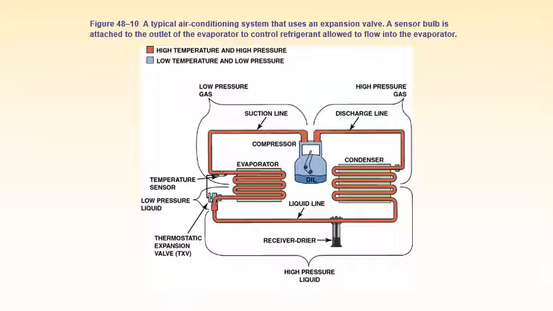Now see here, this one is a typical air conditioning system. Here they are using the expansion valve. This one is the compressor, this one is the condenser, this is the receiver, this is the expansion valve, and this one is our evaporator.